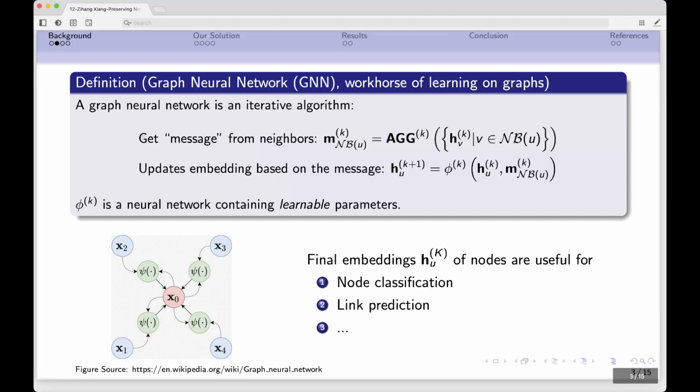This allows us to have strong performance on many graph learning related tasks. So let me briefly introduce what a graph neural network is. It is an algorithm that can be summarized by two key steps. The first is that for each node, we gather the information, which is called message, from its neighbors. And the second is to update the node representation vector based on the message. The update function is a simple neural network with learnable parameters. After several rounds of update, we obtain representation vectors for each node. Then we feed them into downstream tasks such as node classification or link prediction tasks.